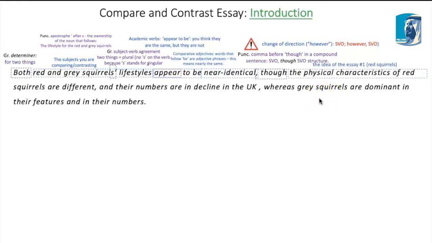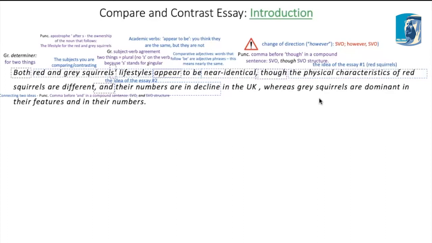So here is the idea of our first essay. So here is how we're going to technically structure our first essay. We're going to look at the physical characteristics of red squirrels and why they are different. And then we're going to look at idea number 2, why their numbers are in decline, specifically in the UK. So make sure that when you're getting those two ideas, and we only want two ideas here in this 4-paragraph essay, it's not a long essay.